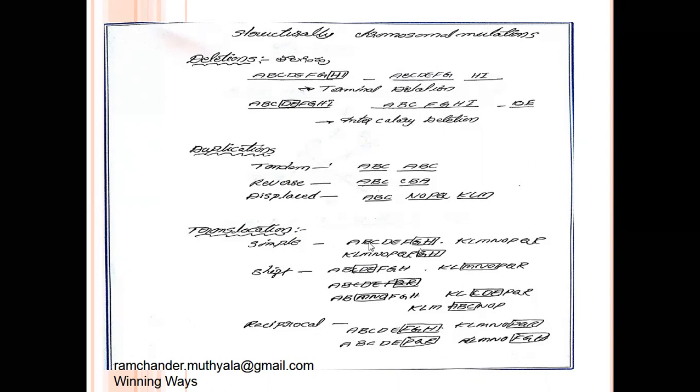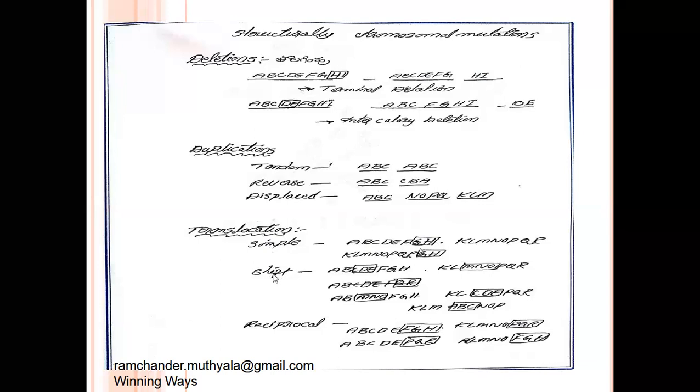One chromosome contains A, B, C, D, E, F, G, H. Another chromosome contains K, L, M, N, O, P, Q, R genes. The terminal genes G and H of one chromosome are translocated to the other chromosome. By this translocation, one chromosome size will be reduced and the other chromosome size will be increased. This is called simple translocation. And now the shift translocations.